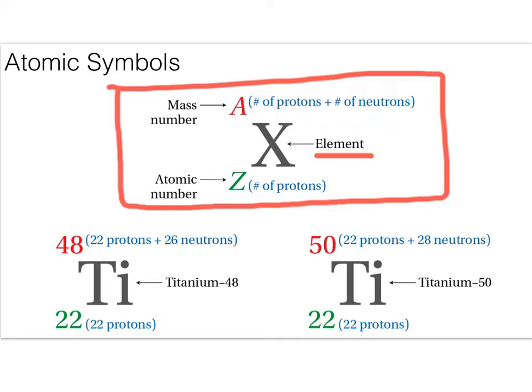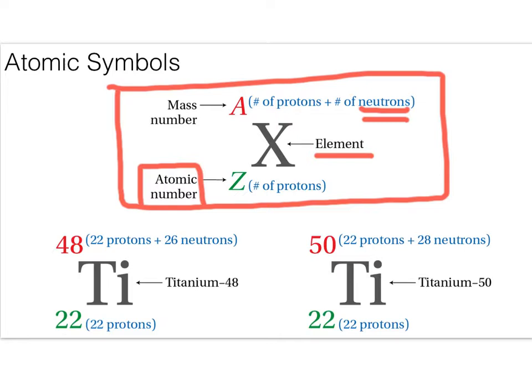And then below it, we're going to have the atomic number, and the atomic number gives us the number of protons. And so we can figure out, of course, how many neutrons we have simply by some quick arithmetic. If we know the number of protons and we have the mass number, then we can do a simple subtraction, and that gives us how many neutrons our element has.